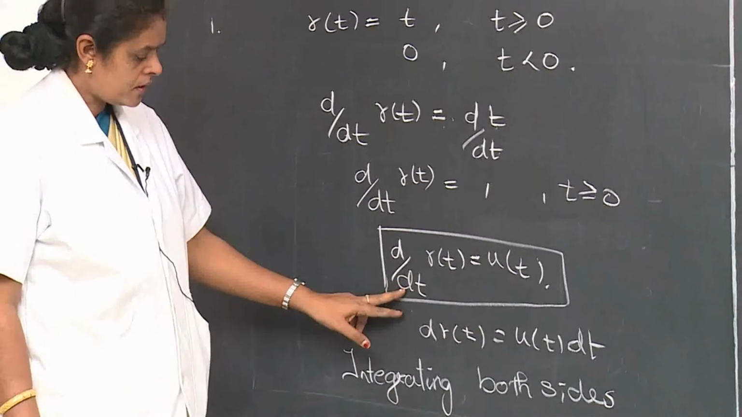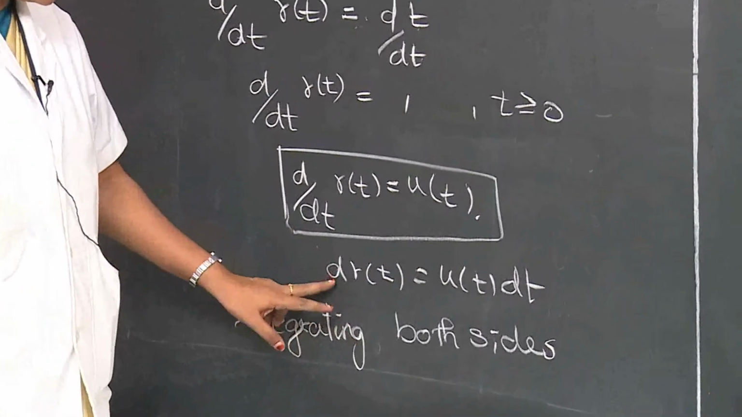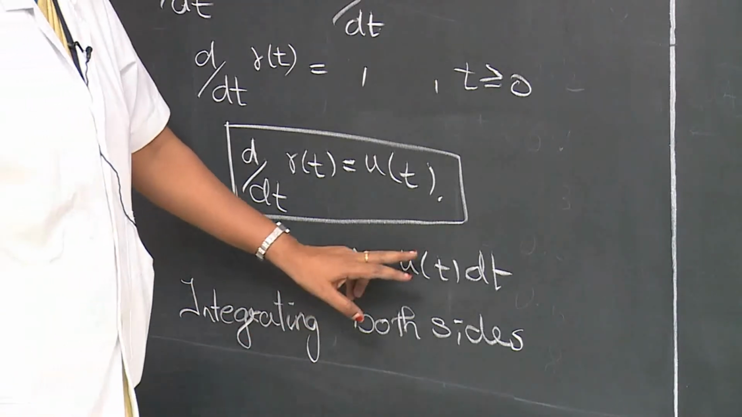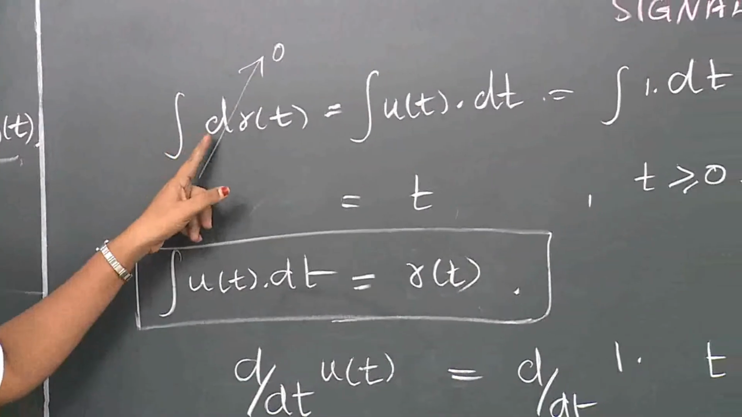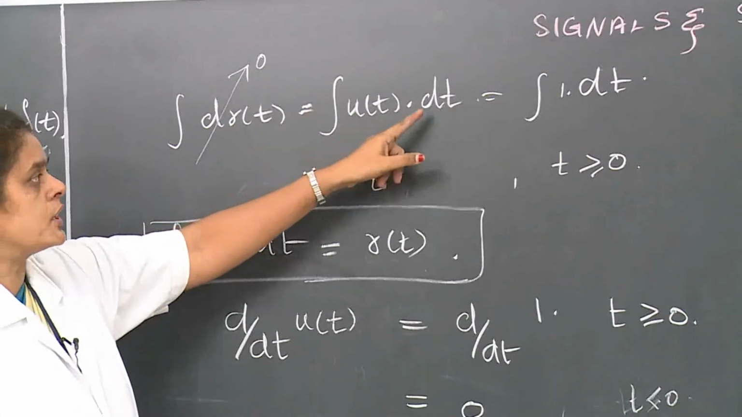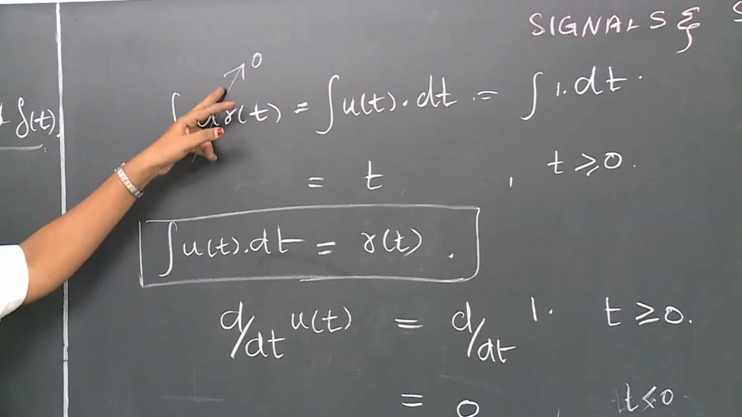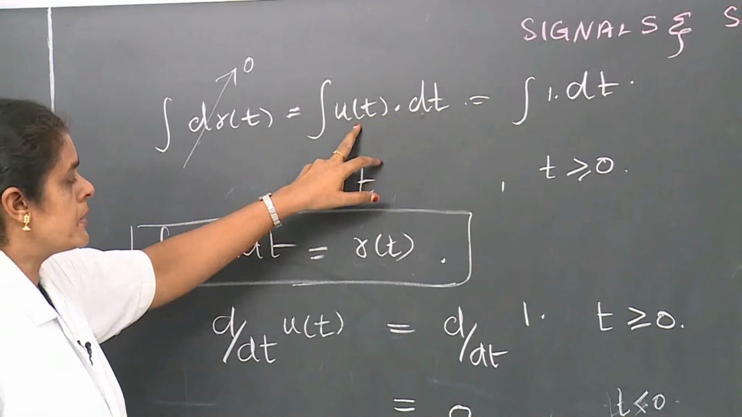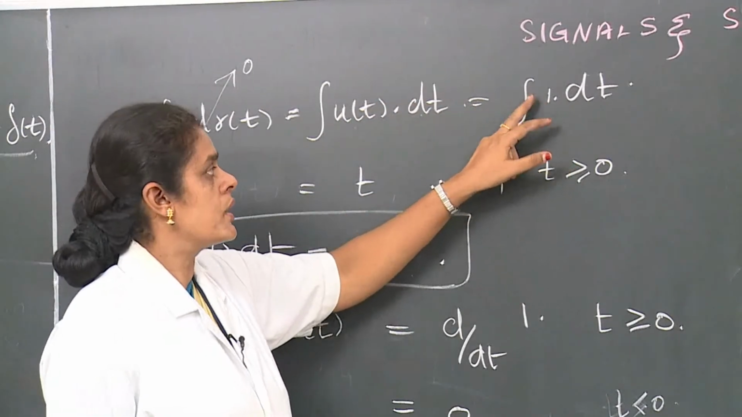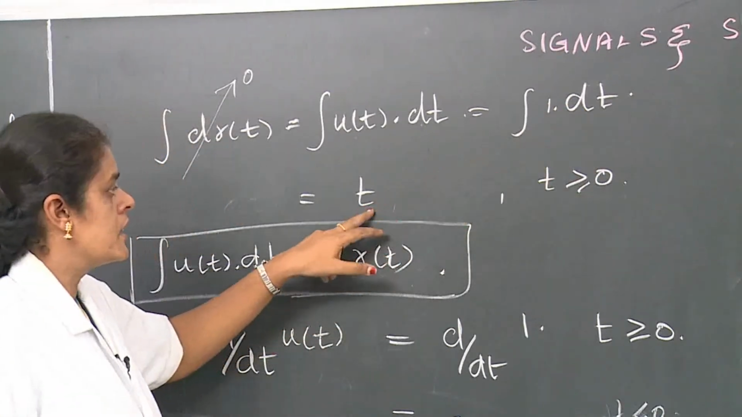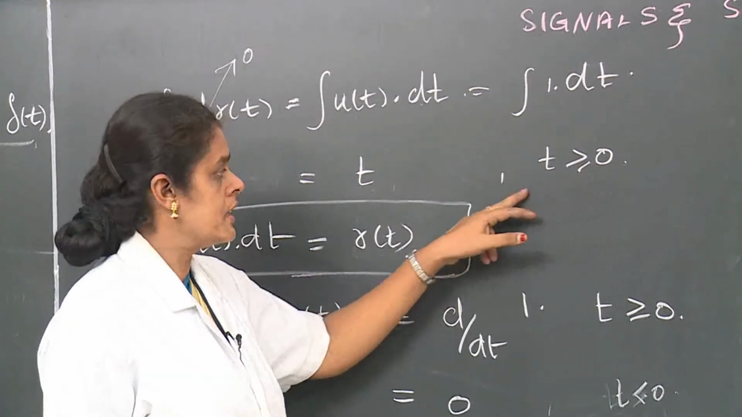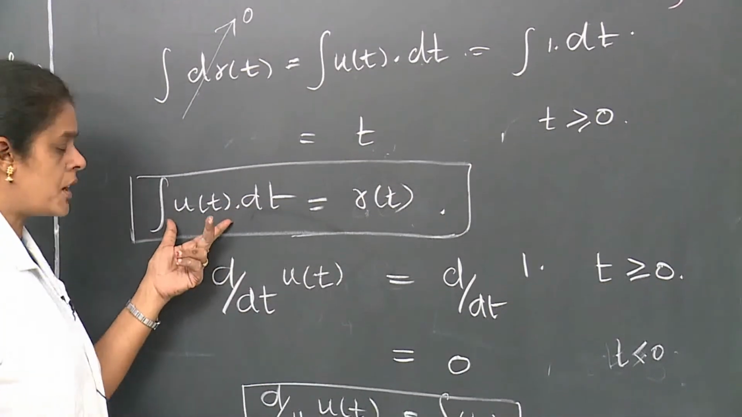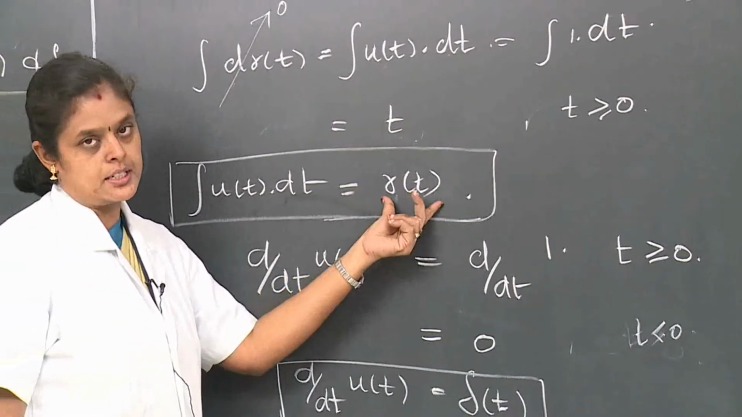Next step, you cross multiply the dt, so d R of t equals u of t into dt. Integrating both sides of this equation, we get integration of d of R of t equal to integration of u of t into dt. Integration and differentiation cancel. In the integration of u of t into dt, u of t means 1, so substituting, integration of dt is equal to t. With t greater than or equal to 0 already given, this signal is equal to R of t, that means the ramp signal. So integration of the unit step signal is equal to the ramp signal, right?